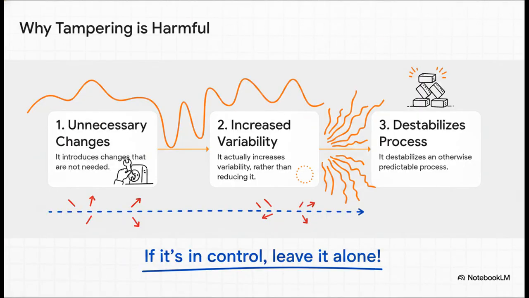So why is that so bad? Because you are reacting to common cause noise as if it were a special cause signal. You're trying to fix something that isn't broken. And the irony is by making all these unnecessary little adjustments, you actually increase the overall variability. You take a perfectly stable, predictable process, and with the best of intentions, you make it unstable and you make it worse. So the number one rule here is simple. If the process is in control, leave it alone.